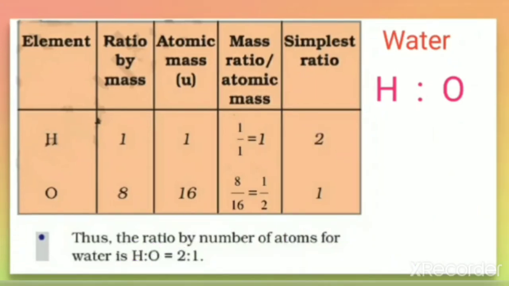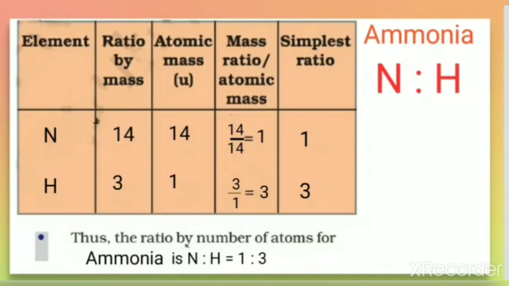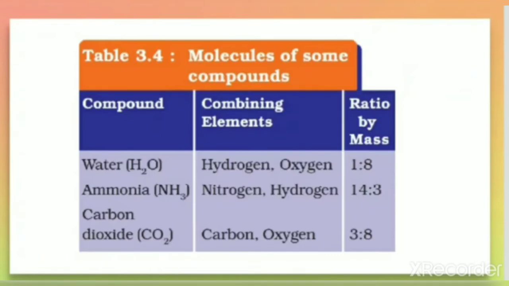Let us discuss the next example, ammonia. In ammonia, nitrogen and hydrogen combine in a fixed ratio to form ammonia. So let us find out the ratio by mass of nitrogen to hydrogen in the table. In this table you can find the ratio is 14 is to 3. So the nitrogen to hydrogen ratio is 14 is to 3, that is nitrogen 14, hydrogen 3. You have to take the same ratio here also.